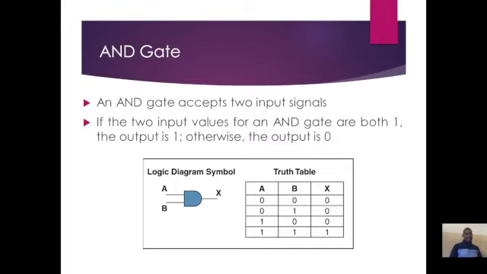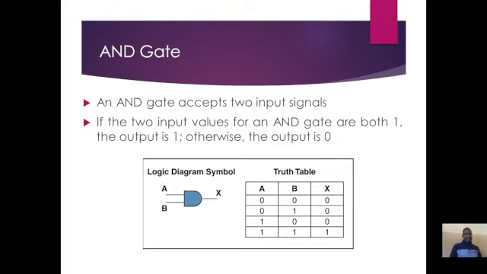If A is 0 and B is 1, what will be the output? 0. So it's like 0 times 1, you get a 0. So this gate will only give a positive output when both inputs are 1. So if it is receiving a signal or electrical impulse from both inputs, then the output is going to be positive as well, so it will be 1.